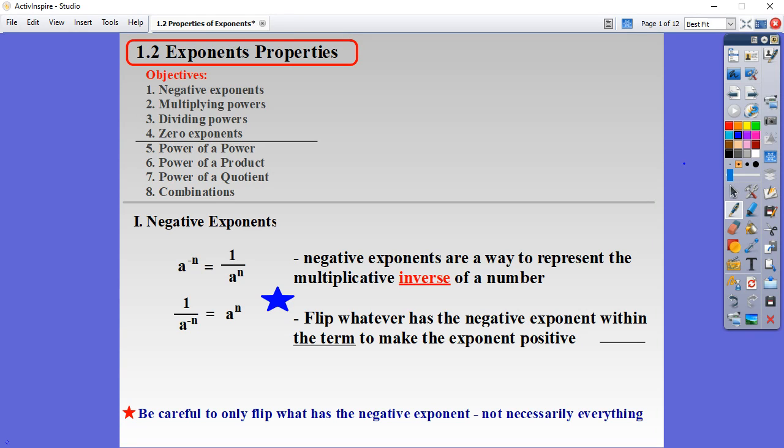So it's not necessarily everything. You have to determine what has the negative exponent so that you can flip that item. And so that is what a negative exponent is. It's a multiplicative inverse, and we're just going to flip the base that has the negative exponent. So be very careful when you do this because it's not necessarily everything. Now we will flip things, let's say it starts off in the numerator and then we flip it to the denominator and that makes our exponent positive. Or we have a base that's in the denominator and a negative exponent, and that allows us to take that base, move it to the numerator, and now our exponent is positive.